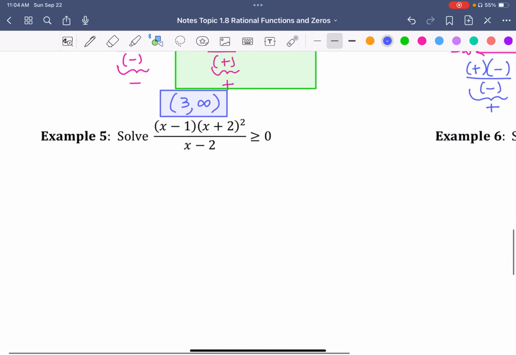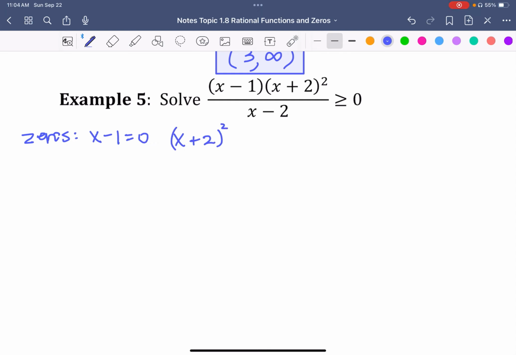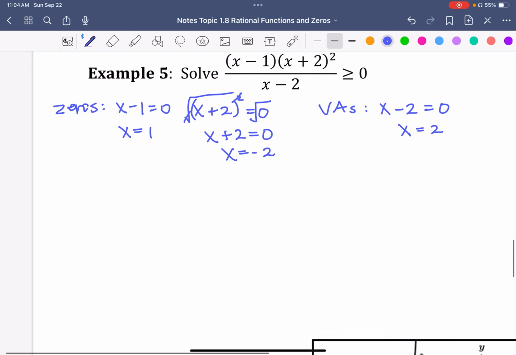Let's move on to example 5. This one is already factored for us. All right, let's find the zeros first by setting all the factors in the numerator equal to 0. And then we're going to find the vertical asymptotes by setting the denominator equal to 0. Here I get x equals positive 1. For the second factor, you square root it to get rid of the square, and then you end up with x plus 2 is 0, and finally x equals negative 2. And for the vertical asymptote, you get x equals positive 2.